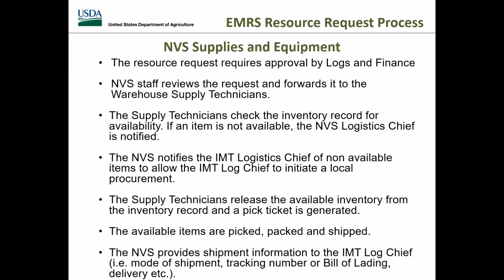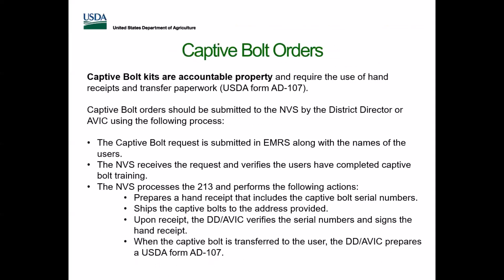So now I'd like to talk about a special item that we carry, and that's the captive bolt. Now, captive bolts, there's a little more to ordering them than some of the other supplies and equipment because they're an accountable property item. So we use ham receipts and the transfer paperwork. It's a USDA form AD-107 that's used, and basically it's used kind of like a sub ham receipt. But it tracks the chain of custody of these items.